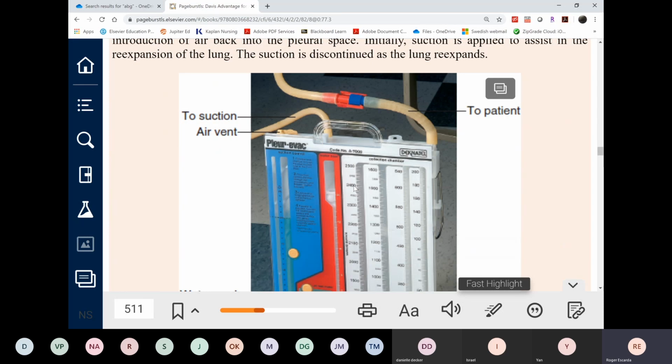Sometimes it's also around the insertion site of the chest tube, because remember we had a vertical incision and then we put something round through it, so it's not a perfect fit. So there's bound to be some leaking around the edges. Can you picture that?